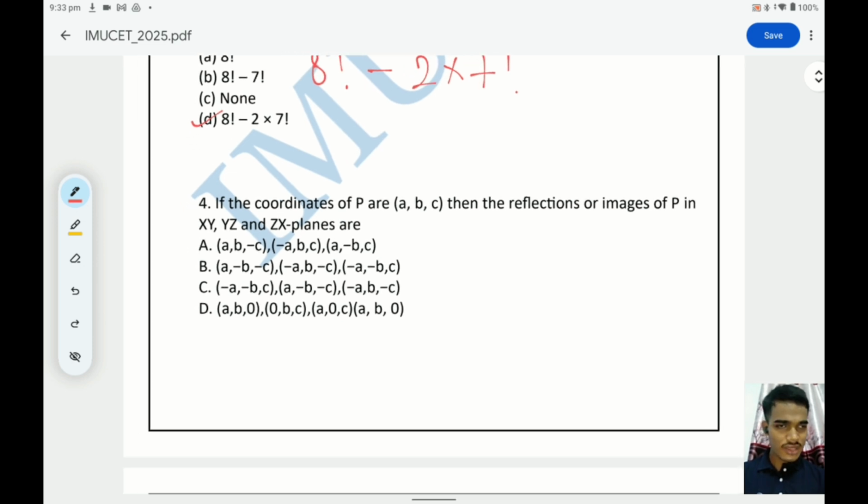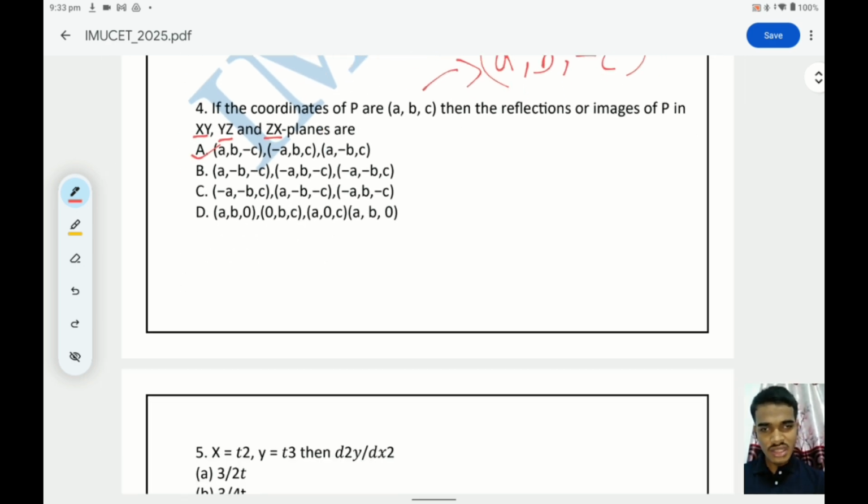Let's go for question number 4. This is about reflections or images about the xy plane. For the xy plane, our result will be z negative, so a, b, minus c. For the yz plane, x is negative, and for the zx plane, y is negative. It means option A will be the right answer.